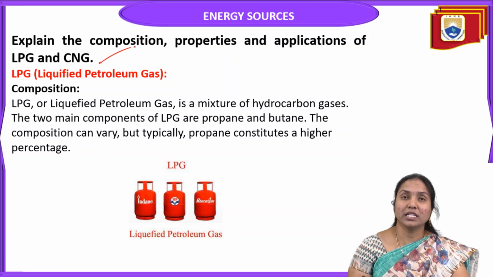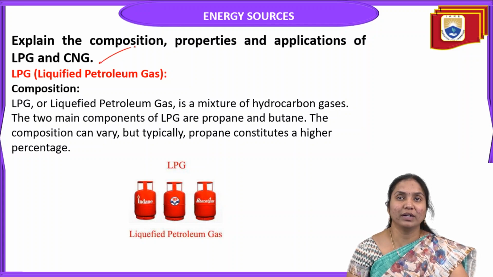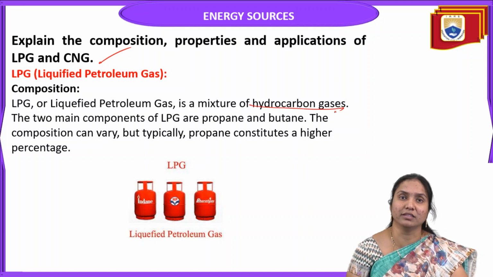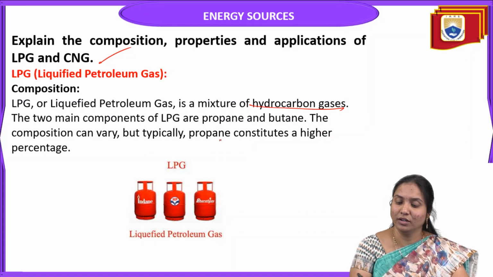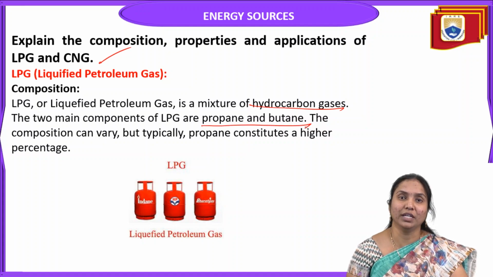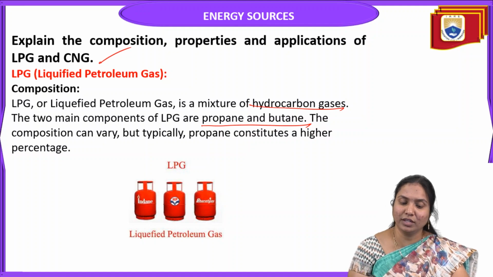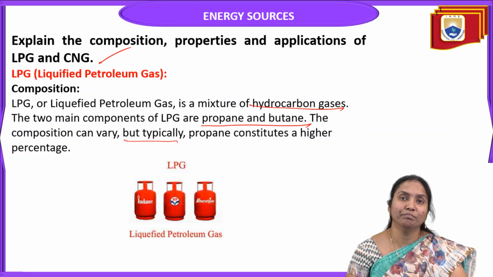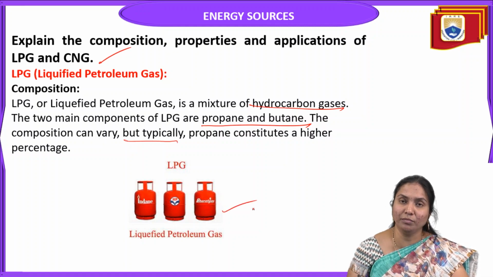And the next question is explain the composition, properties and applications of LPG and CNG. Liquefied petroleum gas composition: it is a mixture of hydrocarbon gases. The two main components of LPG are propane and butane. The composition can vary, but typically the propane constituent has a higher percentage in liquefied petroleum gas.